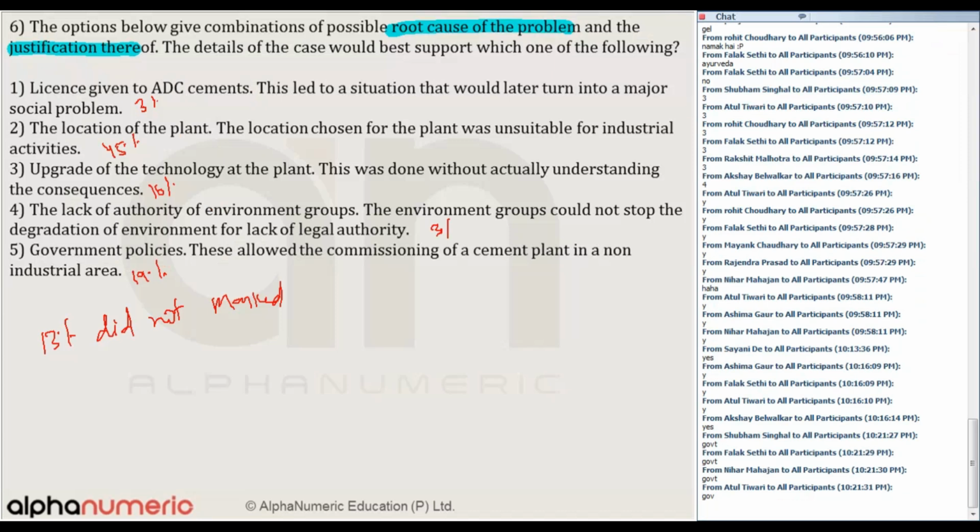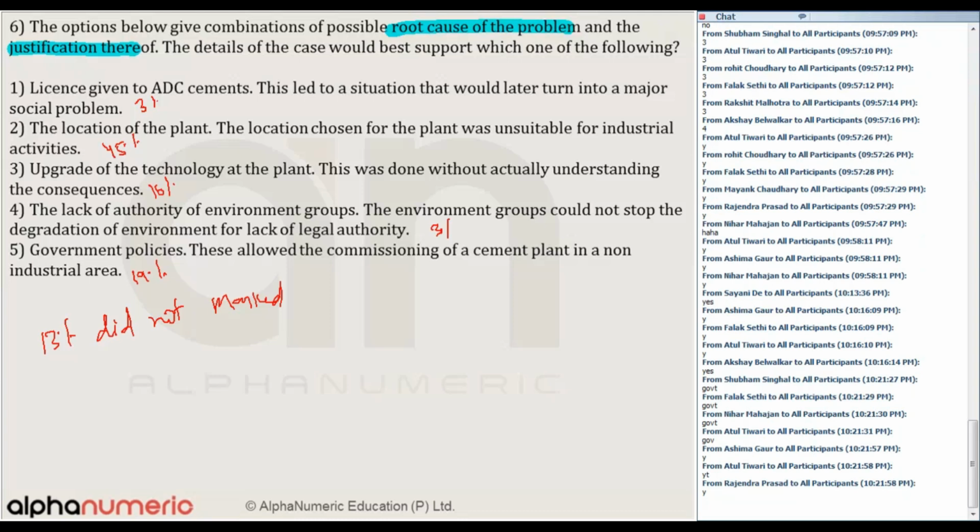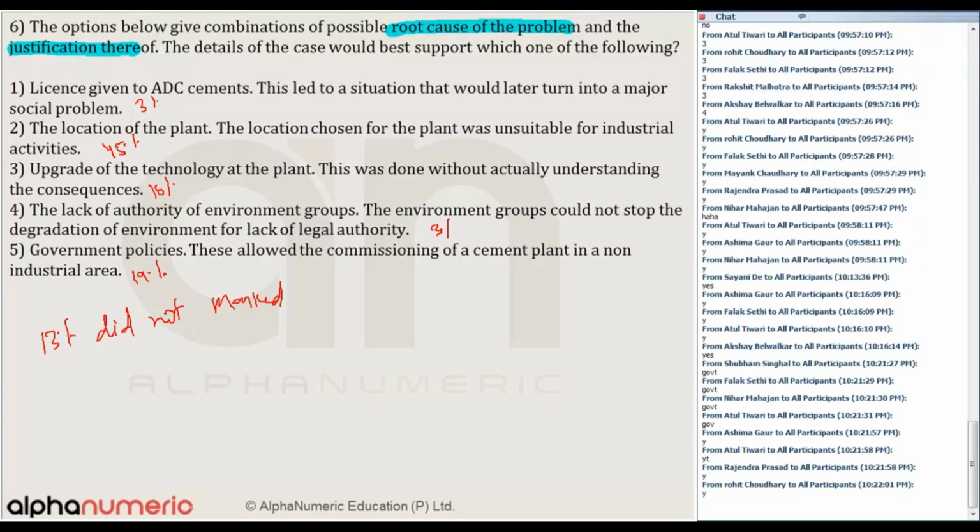But anyway, let's start with the first option. So option number 1 can't be the answer. You all agree with me? Because if the license is going to be given to the ADC cement, it is the government that is going to give the license. All right. So the government needs to formulate policies.